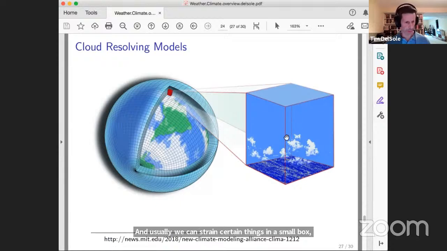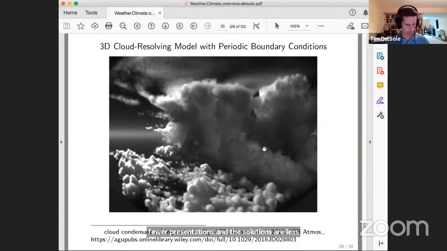But with this model, we can explicitly resolve things like clouds. And we call this a cloud resolving model. And it's not perfect. We still have to parameterize other things like certain microphysical parameters, but there are fewer parameterizations and the solutions are less sensitive to those parameterizations. So here's a snapshot from one of those simulations. And the point here is that these simulations are very realistic. This is a picture you might see outside of an airplane.